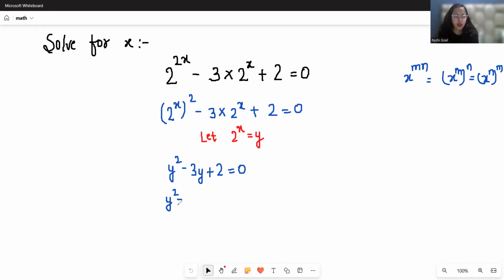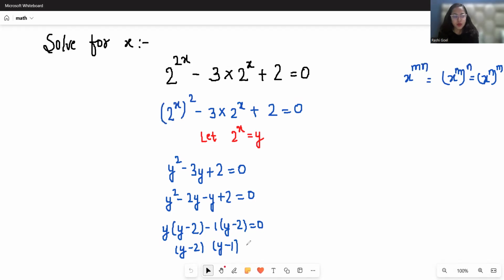So minus 3y, I can write it as minus 2y minus y, plus 2 is equal to 0. Now from the first two terms, if I take y as common, y minus 2. And if I take minus 1 as common, y minus 2 is equal to 0. Now y minus 2 is common, so y minus 1 is equal to 0. So these are the two factors. So put each factor equal to 0 to find the solution.